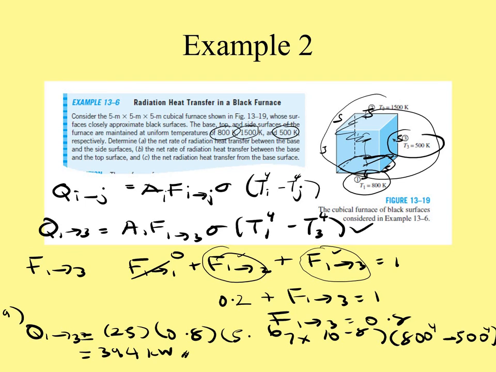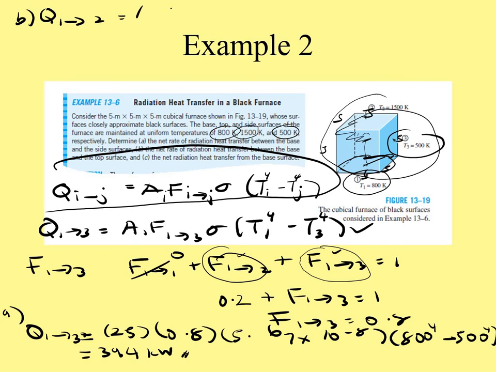Okay, next you need to solve for question B, which is the net rate of radiation heat transfer between the base and the top. So B, you need to solve Q1 to 2. Using the same formula: Q1 to 2 equals A1 F1 to 2 sigma (T1 to the power of 4 minus T2 to the power of 4).